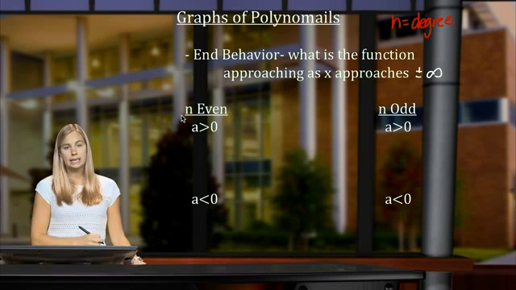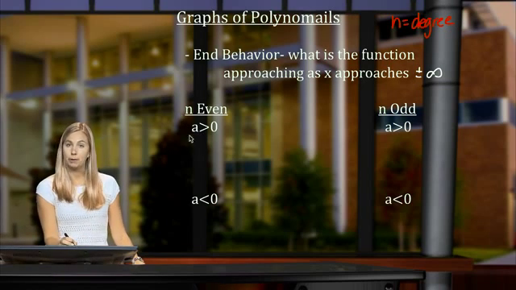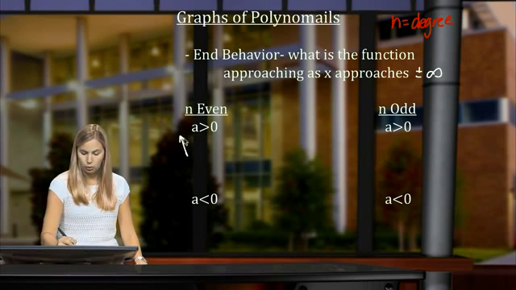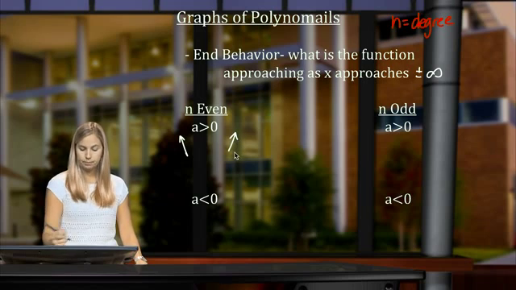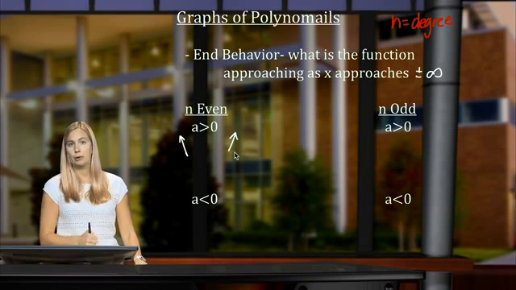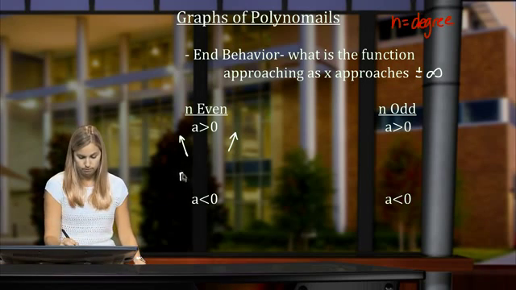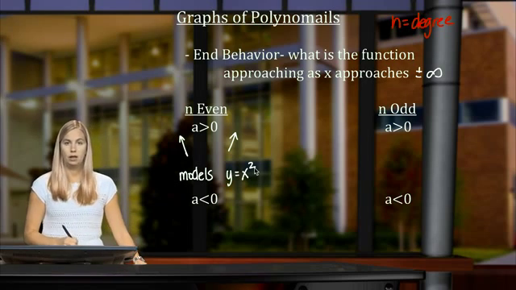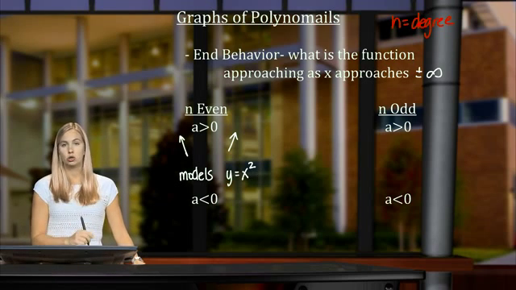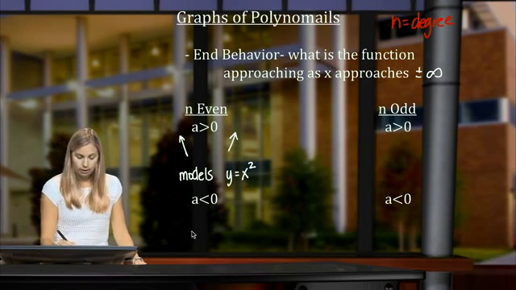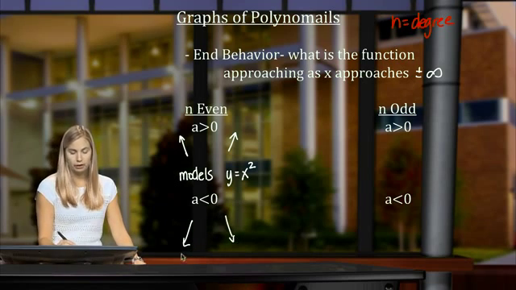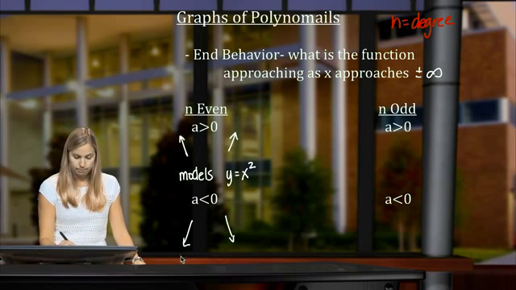If your degree is even and a, representing your lead coefficient, is positive, then both of your tails are going to go up. And this actually models our parent quadratic function. If the degree is even, but your lead coefficient is negative, then both of your tails are going to go down, which is modeling y equals negative x squared.